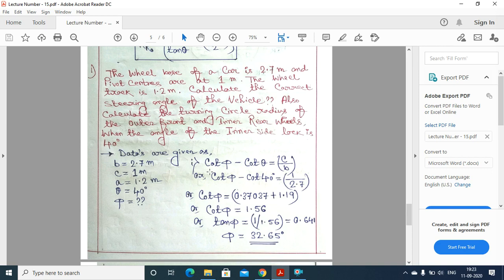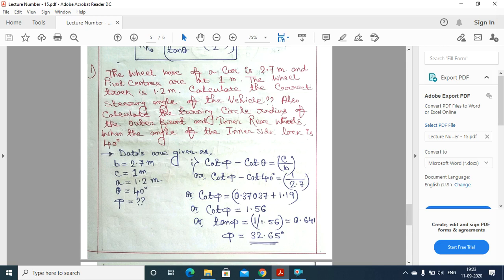So what data has been given? The wheelbase of the car is 2.7 meter, so small b is 2.7 meter. The pivot centers are at 1 meter, so small c is equals to 1 meter. The wheel track is 1.2 meter, so small a is equals to 1.2 meter.